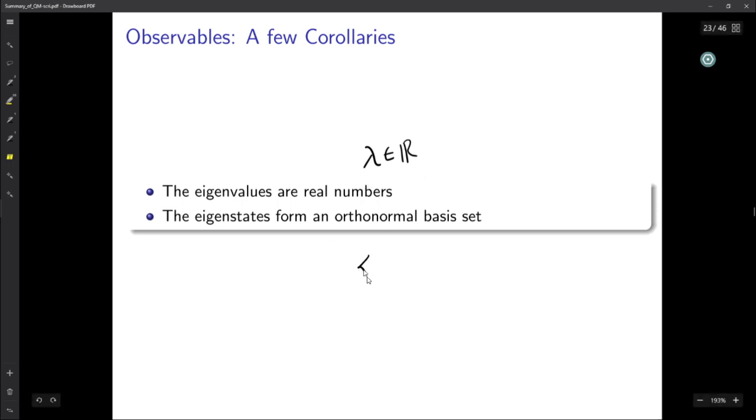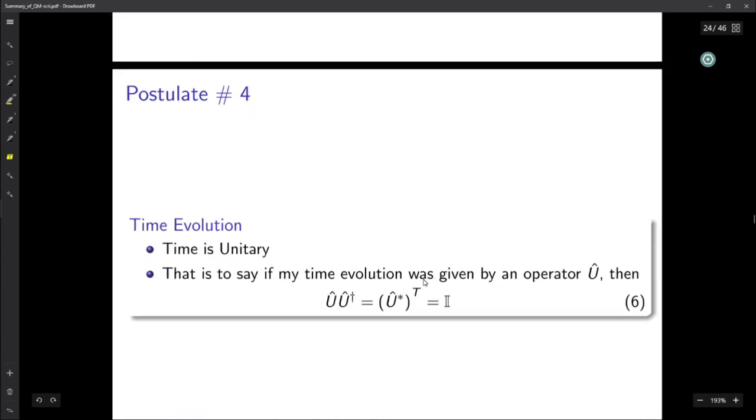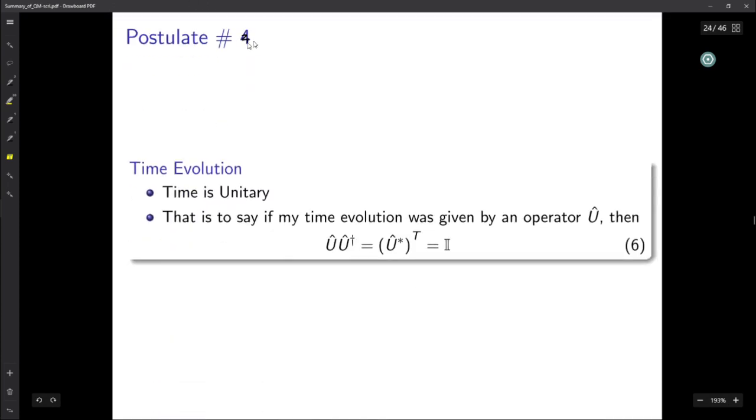And the eigenstates, psi i and psi j, different eigenstates, form an orthonormal basis, which is to say that they follow this relation: if I take an eigenstate psi i, and an eigenstate psi j, and take the inner product of them, the inner product should be given by the Kronecker delta. So these are two corollaries that we get from this. This should be postulate three. Apologies, but essentially, state vector.